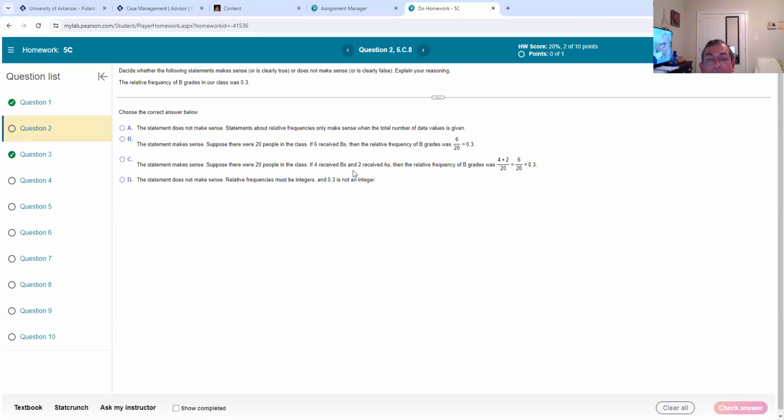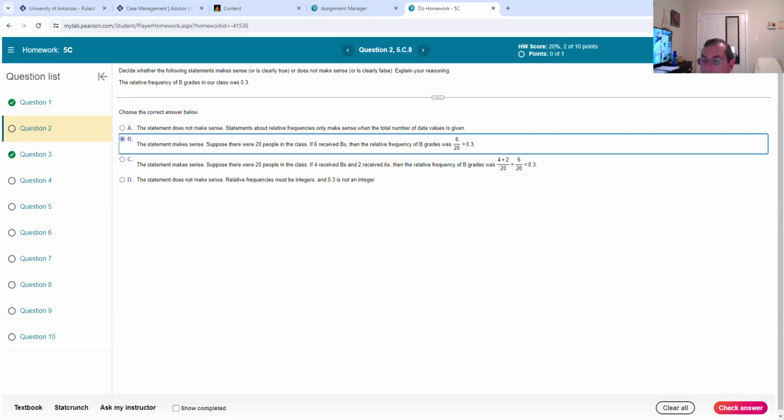If 4 received B's and 2 received A's, then the frequency of B grades would be 4 plus 2 over 6. Well, y'all look at that. That's not the relative frequency of B grades because they're adding 4 B grades with 2 A grades to get that. So that's not the relative frequency of B grades. So that one is false. So we would have to go with B on that, okay?